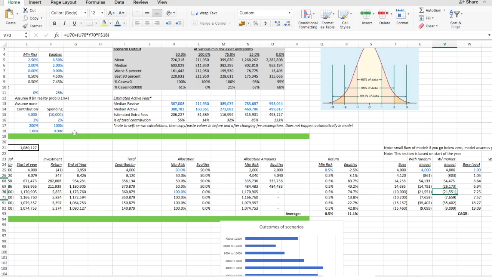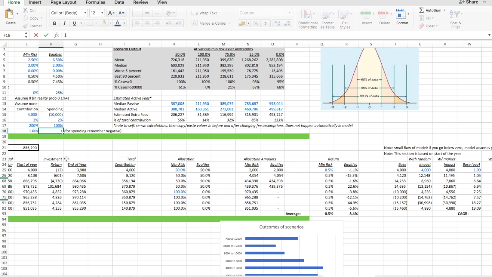By the way, keep in mind when it's withdrawal, the spending number should be a negative number. Maybe we should, for spending, I think that's worth noting actually. For spending, remember the negative sign. So basically, what you see here is that the markets go up.